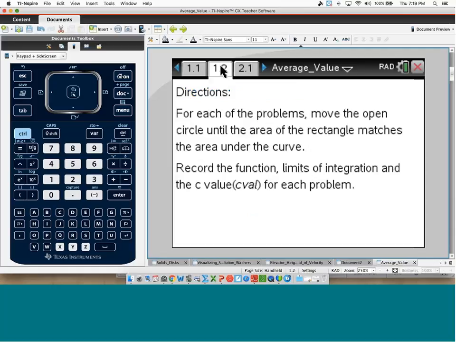So in this problem, I'm going to be looking at several different functions, and I'm going to be moving a point. My job is to move this point so that the area of the rectangle matches the area under the curve. Students have a handout, if you choose to do it that way, or you can just explore it together, where they look at the relationship, the function they've got, the limits of integration, and the C value for the problem.